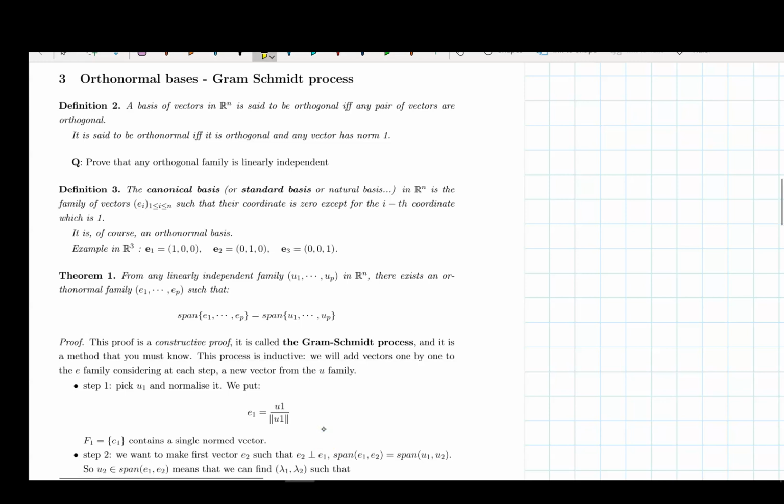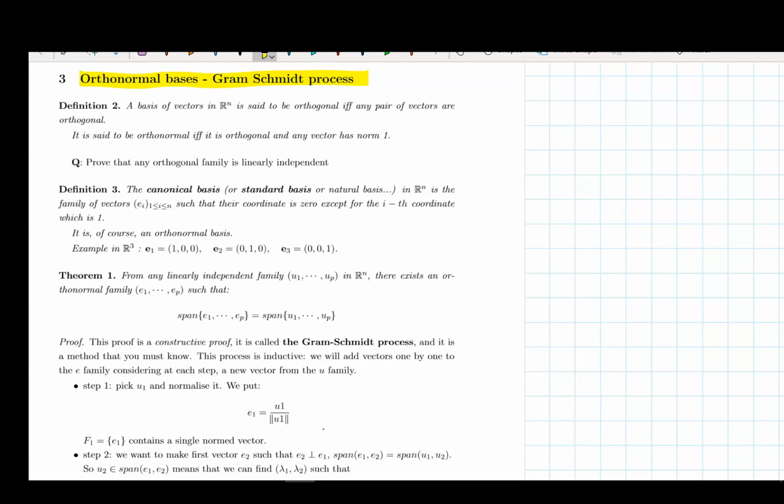Okay, next in this chapter, we're going to talk about orthonormal basis and the Gram-Schmidt process. That is a process to build an orthonormal basis out of any basis. Okay, so let's begin with the definition.